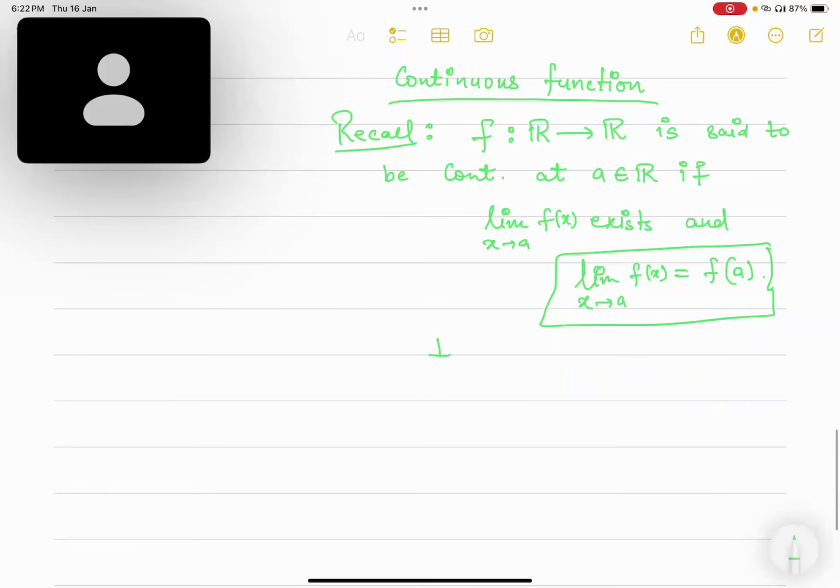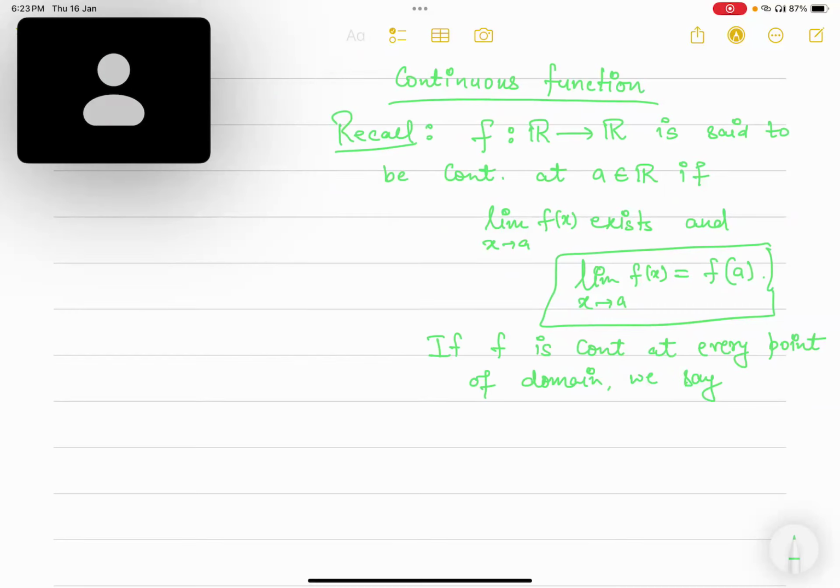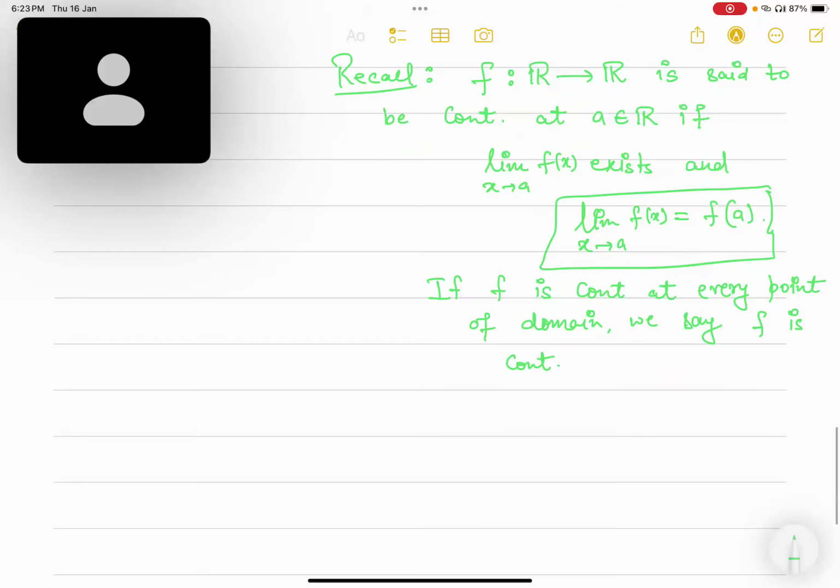And if f is continuous at every point of the domain, then we say the given function is continuous everywhere. F is continuous everywhere. F is continuous simply.